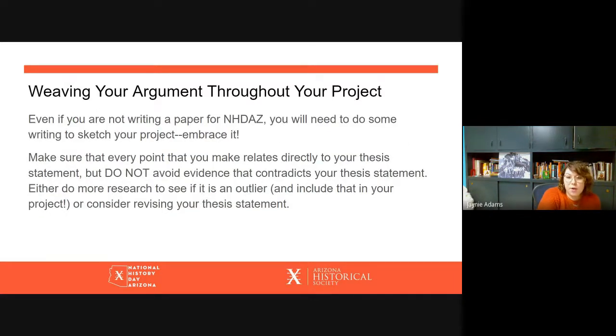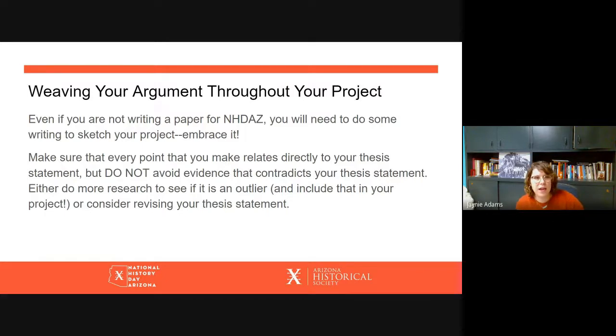Even if you are not writing a paper for National History Day. So for example, you're writing a script for a performance, or you're writing a documentary, or you're designing a website. You will still need to do some writing to sketch your project. Embrace it. Just embrace it. Write drafts, write yourself little notes, write paragraphs. You have to do some writing to help get your thoughts, get your argument, get your analysis out there into your project. So just embrace it. Just do some writing. I promise you it'll pay off.